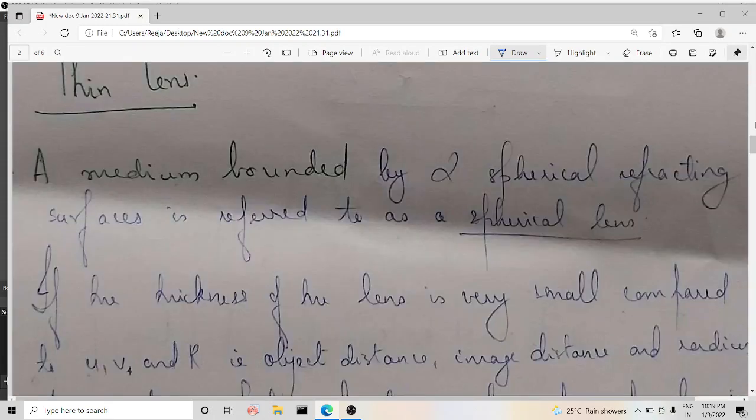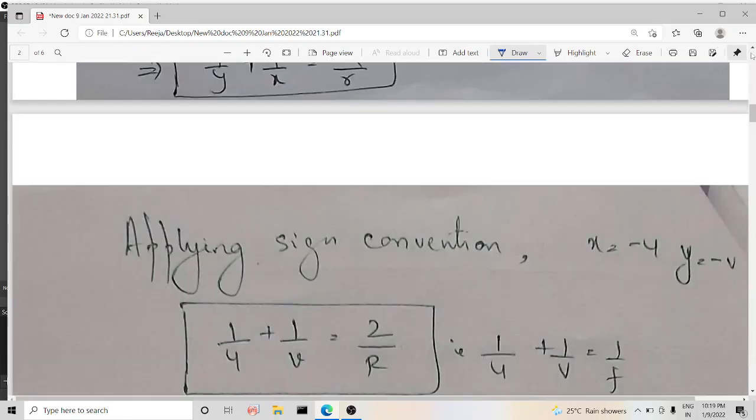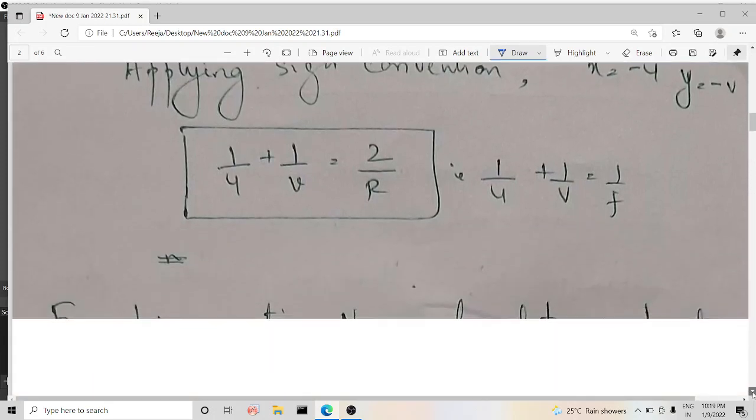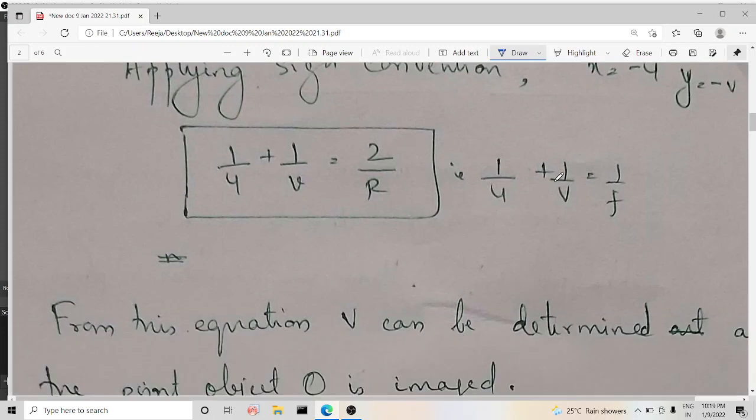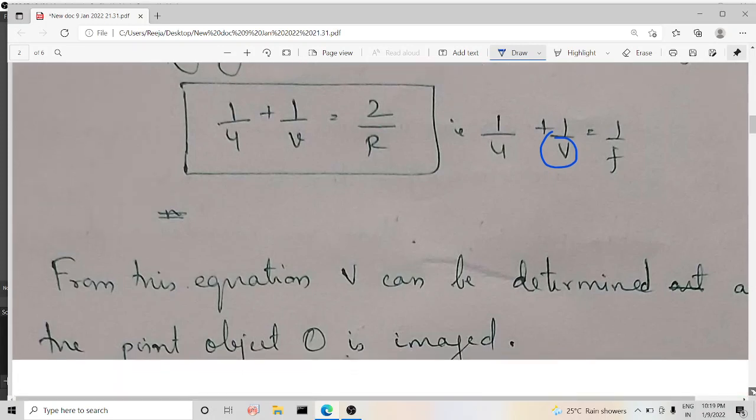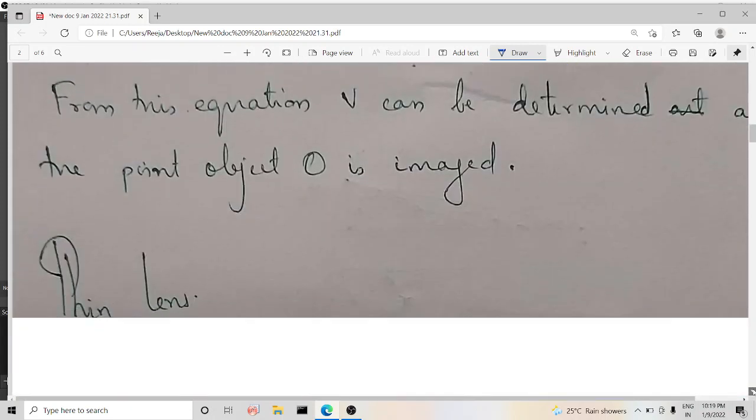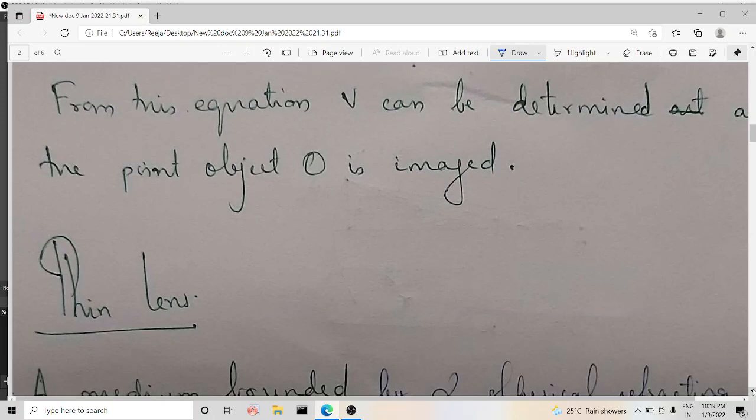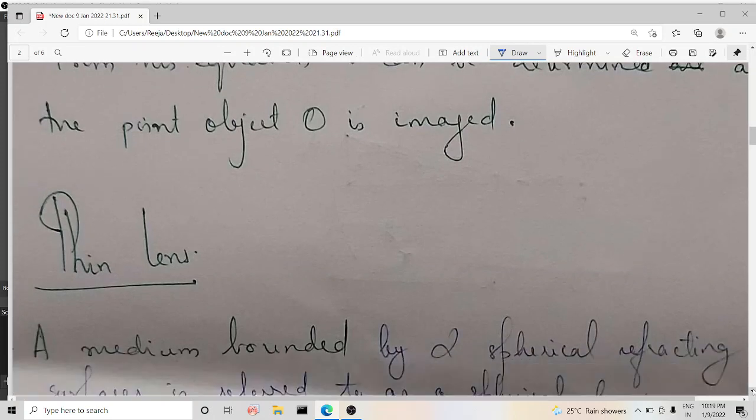Thus we can determine the image position due to reflection from a spherical surface. Image position means you can determine v from this equation, and the point object can be imaged. Okay, so I think the image formation in a spherical reflecting surface is clear to all of you.